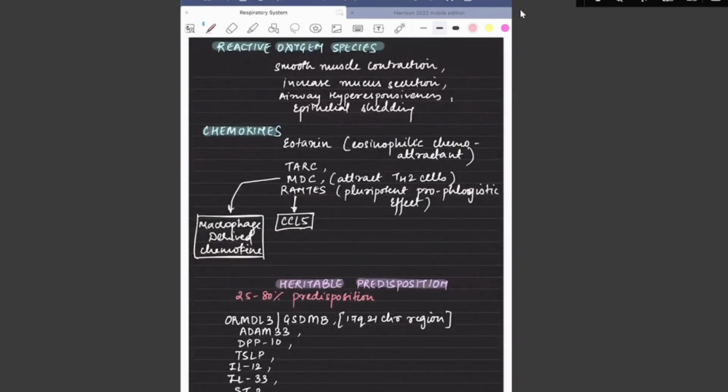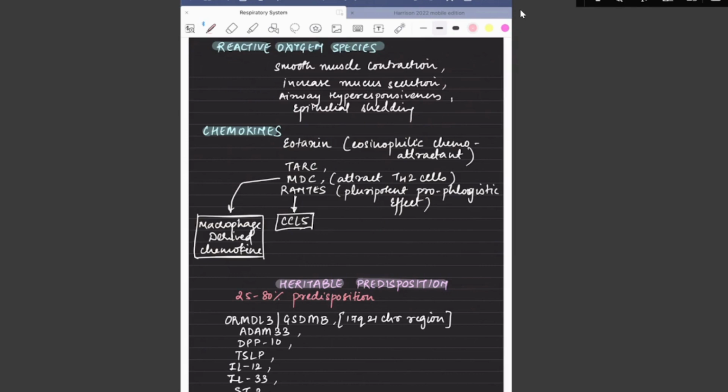The fourth is the reactive oxygen species, causing smooth muscle contraction, increase in mucus production, airway hyperresponsiveness, and epithelial shedding. There are certain chemokines, so let's name them. Eotaxin, TARC, MDC, that is macrophage derived chemokine, which attract the Th2 cells. RANTES, that is nothing but CCL5, which has a pleiotropic proinflammatory effect.